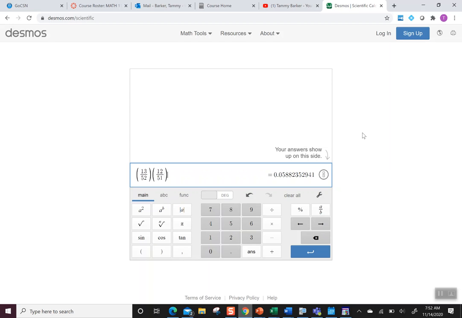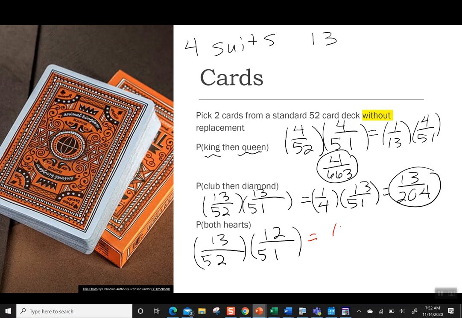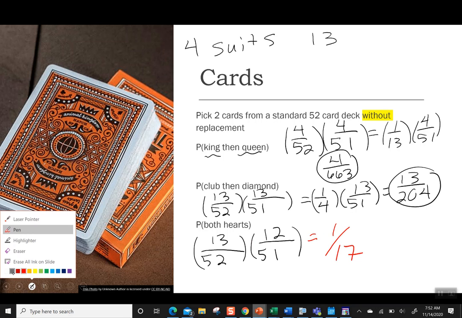See, it immediately gave me a decimal, but there's this nice little button here. It says convert to a fraction. It says our answer is 1 over 17. So let's go back and put that into our slide. So now we know this is 1 over 17.